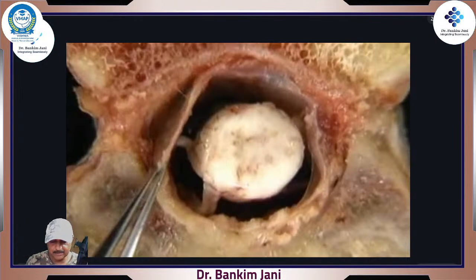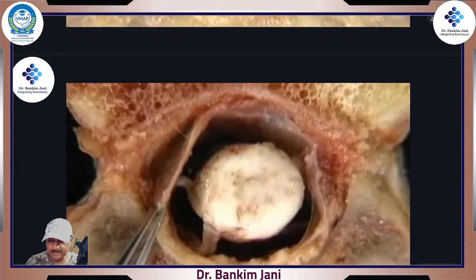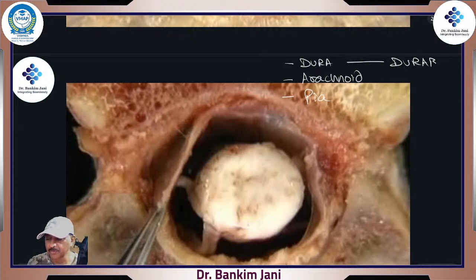Now, another concept is that our brain has three layers, and so does the spine. They are called the dura mater, arachnoid mater, and the pia mater. Dura means something which is durable, which is tough. And pia means it is close. The brain and the spinal cord are close, the pia mater is immediately covering it.